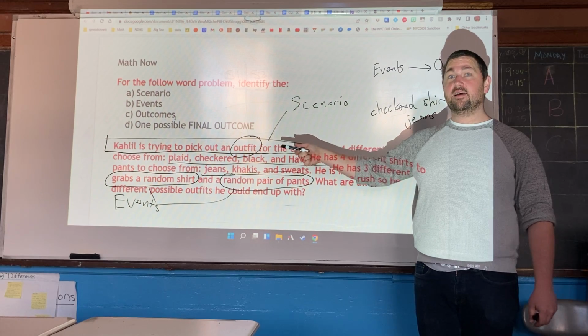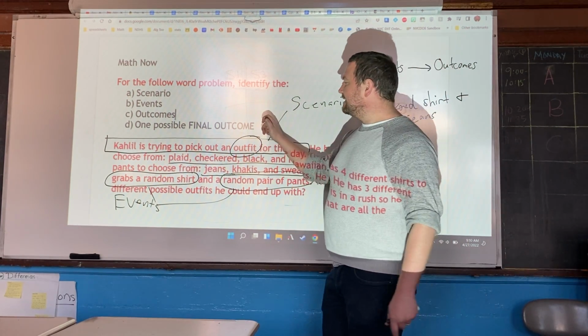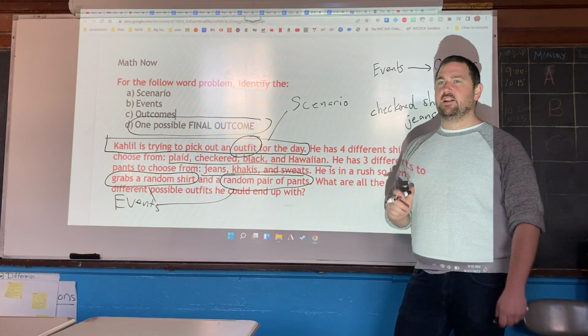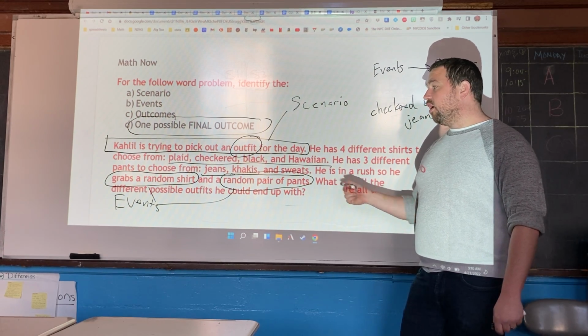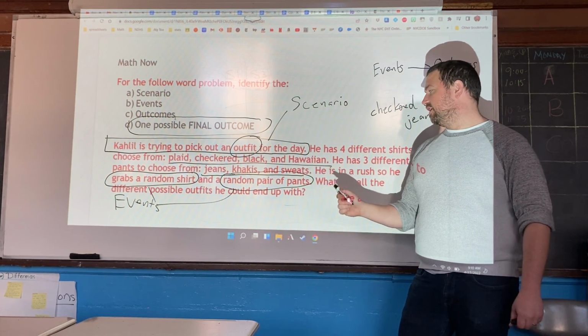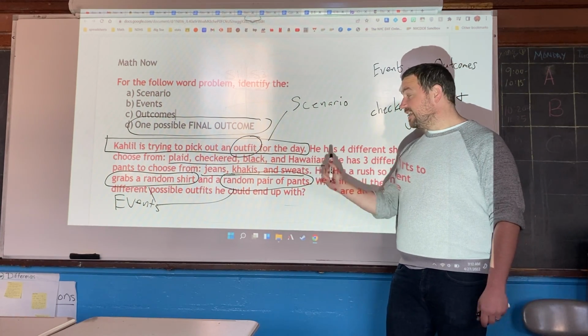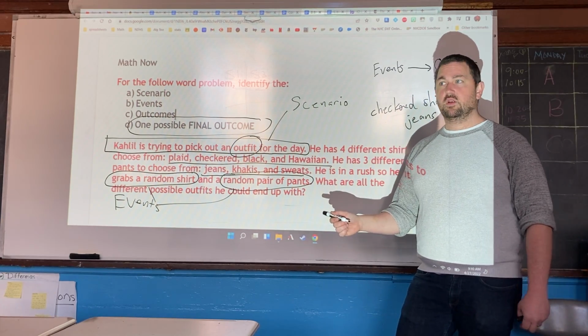Yeah, it's possible. And so a lot of what counting has to do is determining questions like, how many possible final outcomes are there? Or, what are all the different possible outfits he could end up with? 12. That is not the question. That is not the answer to what are the possible outfits. Plaid jeans, plaid khakis, plaid sweats.